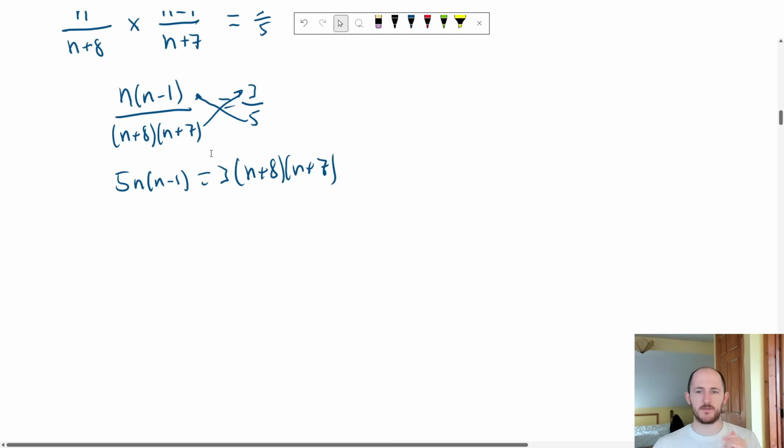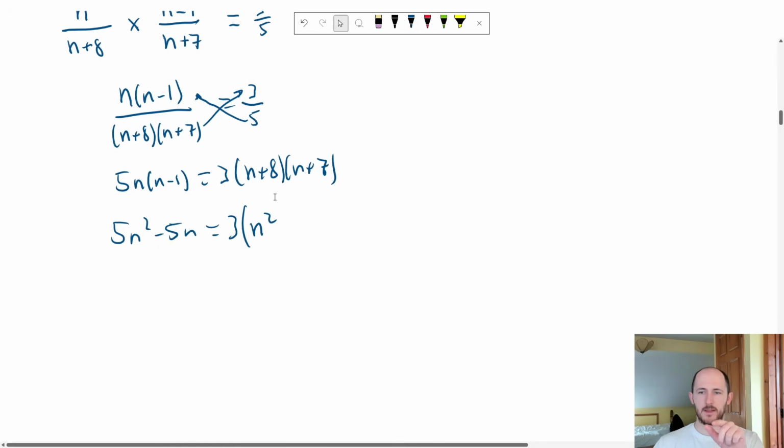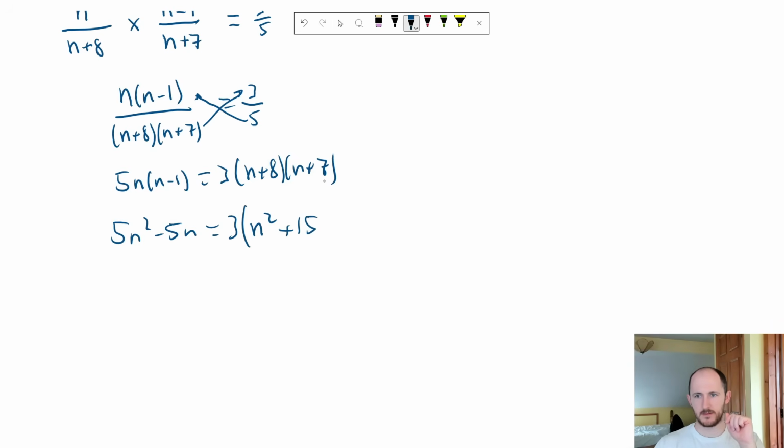Now what I'd recommend is, if you ever have a number outside the bracket, to expand the brackets but leave it in brackets. So let me show you what I mean. This left side would be 5n squared minus 5n equals 3, then we have n squared, then we have 8n and 7n, which would be 15n, and then plus the 56 from earlier, because it's 8 times 7. Then we have 5n squared minus 5n, and now we can expand again, so 3n squared.